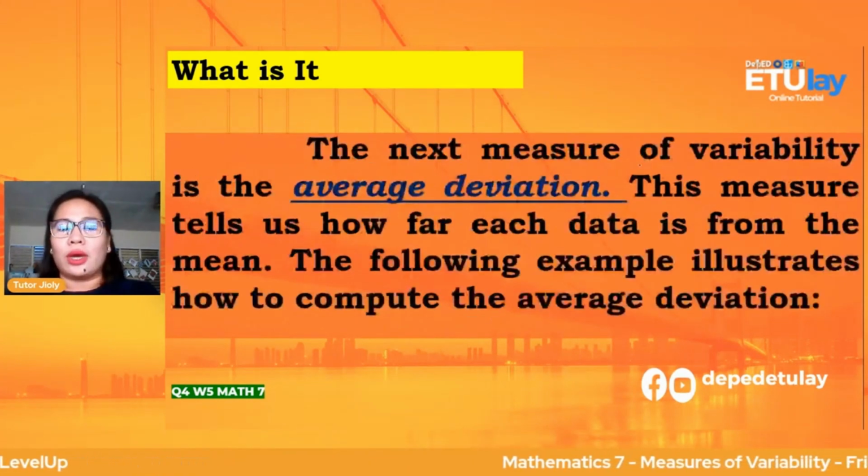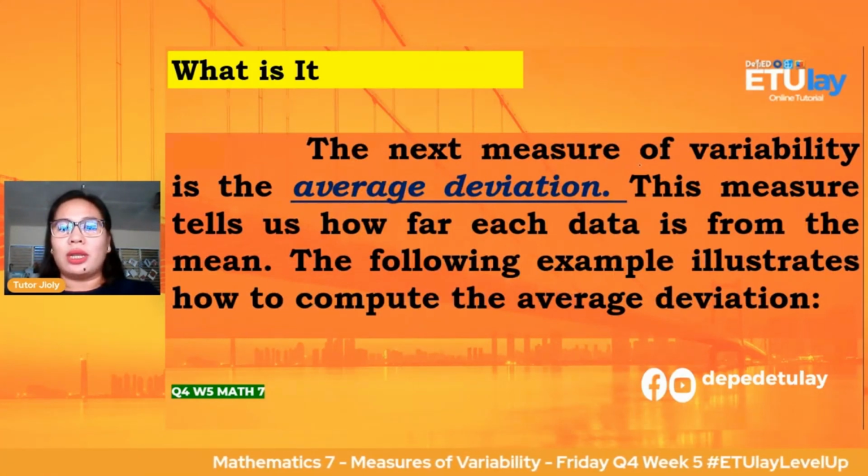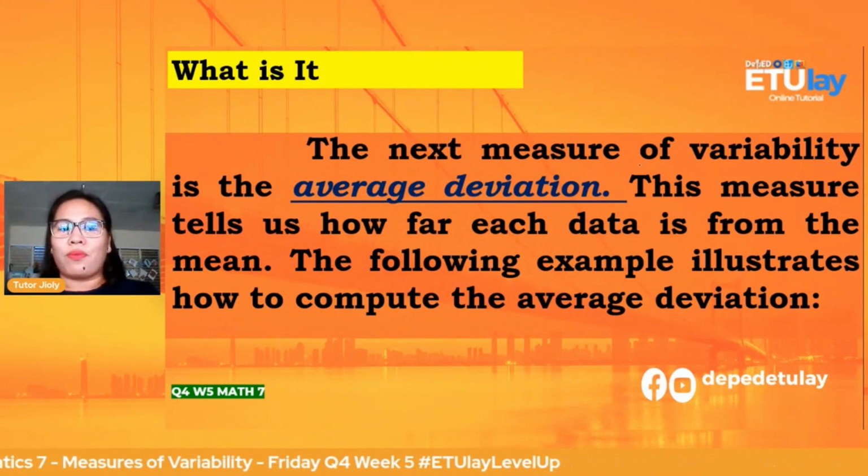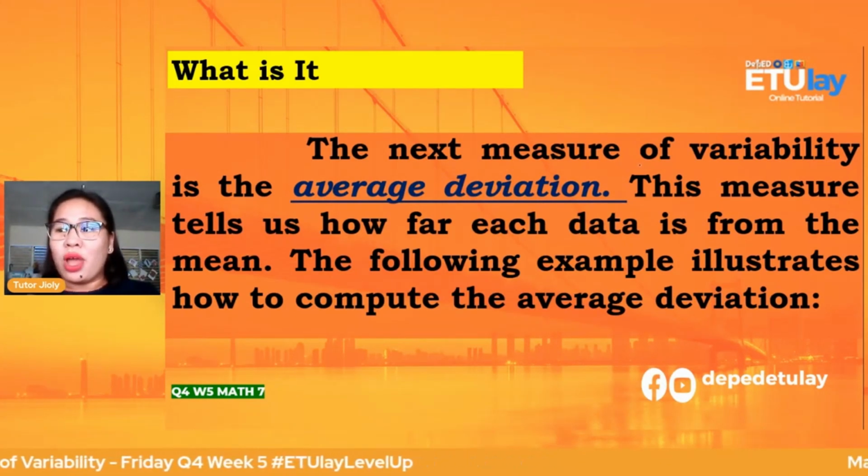Continue. The next measure of variability is the average deviation. This measure tells how far each data is from the mean.